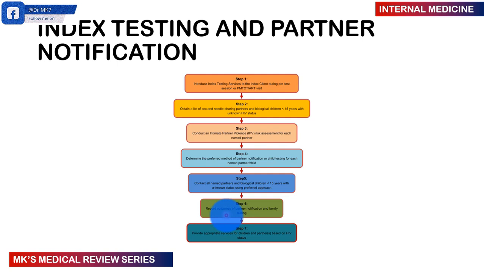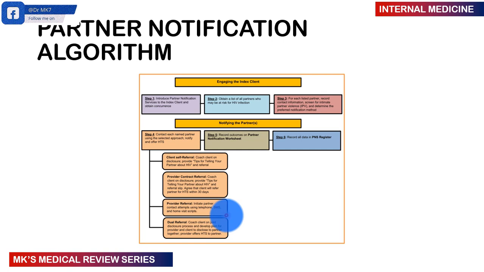Now, here's the partner notification algorithm. Now, we introduce the partner notification services to the index client and obtain concurrence. Then step 2, we obtain a list of the partners who may be at risk for HIV infection. Then for each of the listed partners, we record the information, we screen them for intimate partner violence, and we determine the preferred method of testing. This is for engaging the index client.